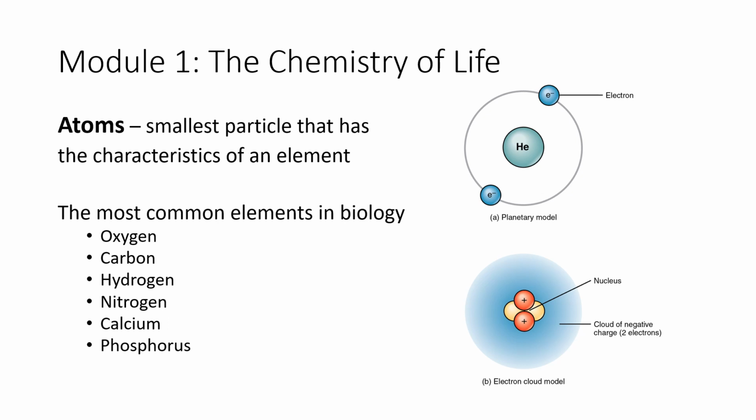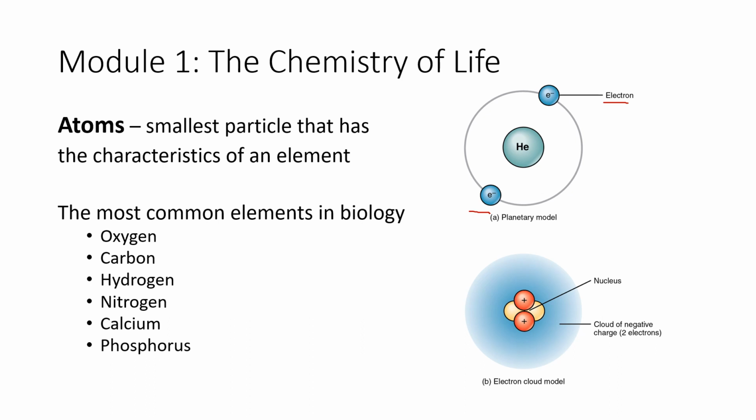Over here on the right side, you see helium. Now, helium is not found in biology. Helium, you're probably all familiar with because it's used in different balloons to make them rise. Helium has 2 electrons, and we see those depicted here orbiting the nucleus. Remember that electrons orbit the nucleus and they have a negative charge.